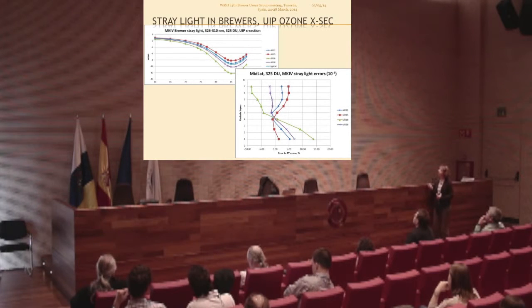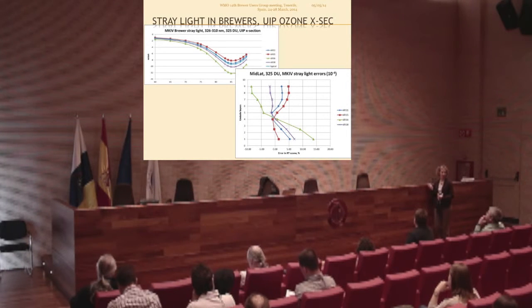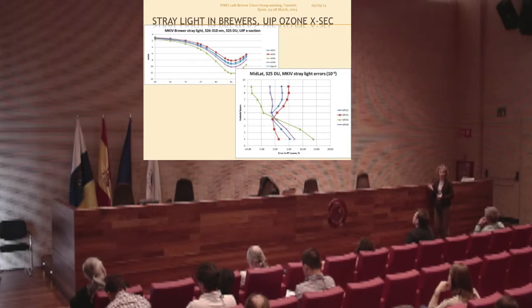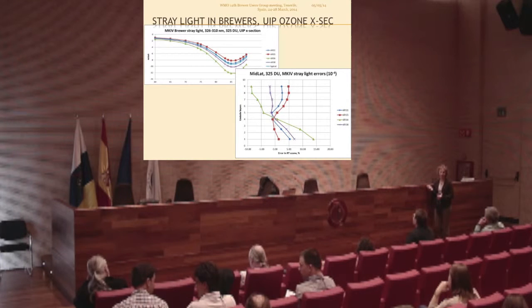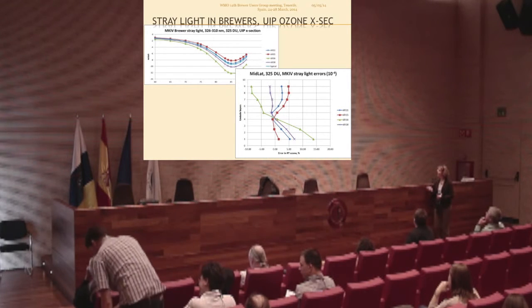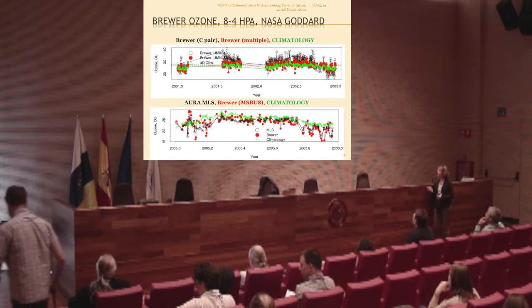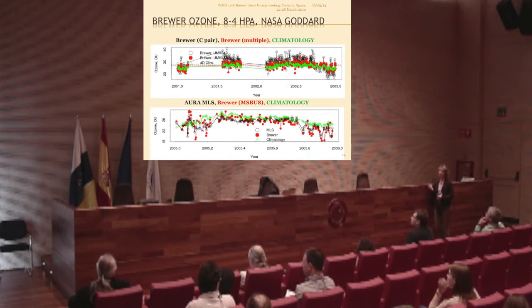This one, I decided to look at what's going to happen if I use a different ozone cross-section. I need to check this one, but with the new Bremen cross-sections, I actually get larger sensitivity to the slit functions. I'm not quite sure why that is, but I will continue to investigate.